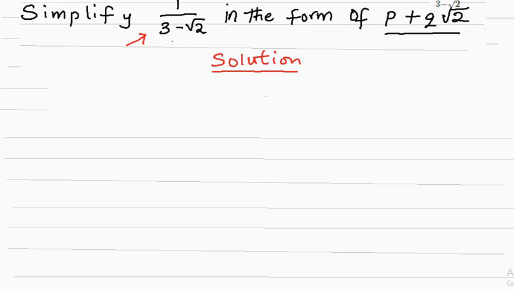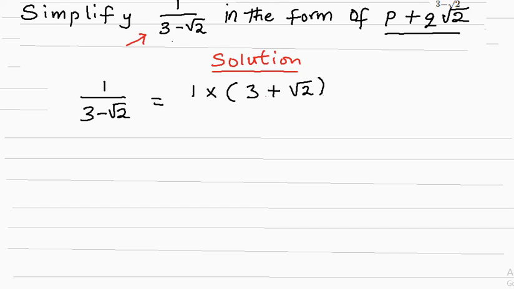3 minus root 2. So to rationalize, 1 over 3 minus root 2 is going to be equal to multiplying the numerator 1 by the conjugate. What is the conjugate of the denominator? The conjugate is still the same denominator, but the sign changes to the opposite sign. If it is minus, I change it to plus; if it is plus, I change it to minus. In this case it is minus, so I'm going to change it to plus. So I'm going to have 3 plus root 2.